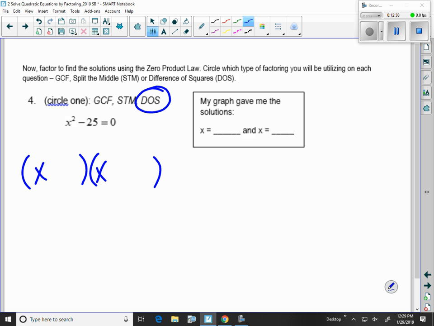So, when we take the square root, I need you to listen up. When we take the square root of x squared, we get x. Square root of 25, 5, okay? One of them will get a plus sign, one of them will get a negative sign. Okay, so that's the factoring. Now our new part, we're going to do our zero product property.